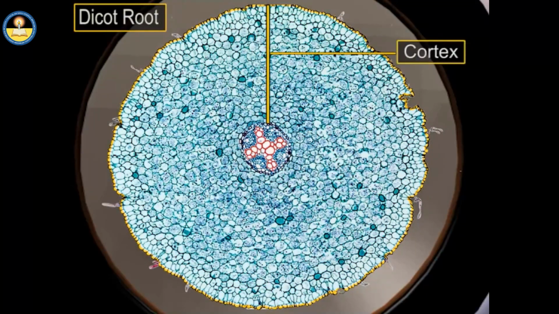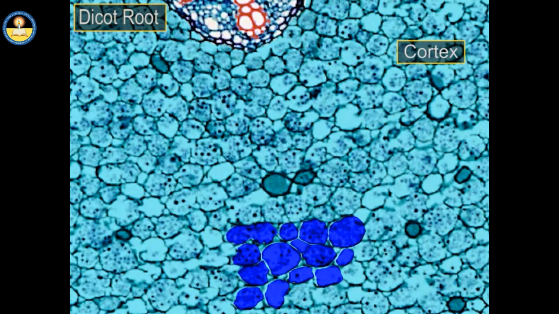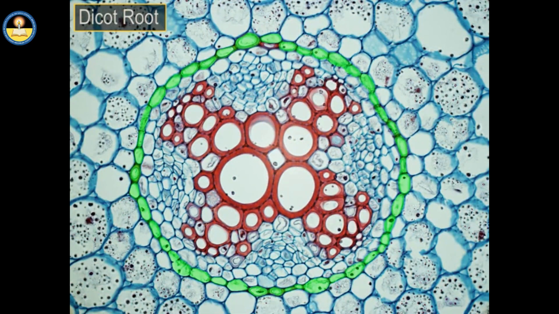Next region is cortex, which is formed of storage parenchyma that remains active in the uptake of water and minerals. Next few layers of cortex usually consist of thin-walled parenchyma cells with numerous intercellular spaces. Endodermis is one cell thick layer that forms a boundary between the cortex and the vascular cylinder. The endodermis facilitates the movement of water from cortex to inner tissues.